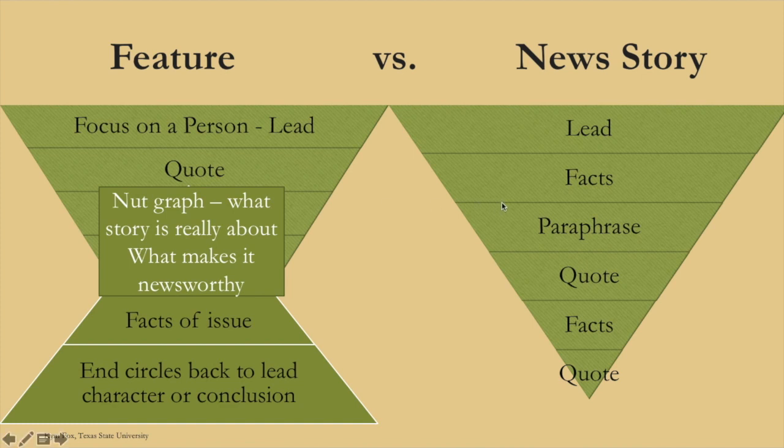So in this type of a structure, this is the news lead, the lead tells us what the story is about. We get straight to the point. In a feature story, we don't get straight to the point. We create the story for you first, and then we tell you this is what the story is about.